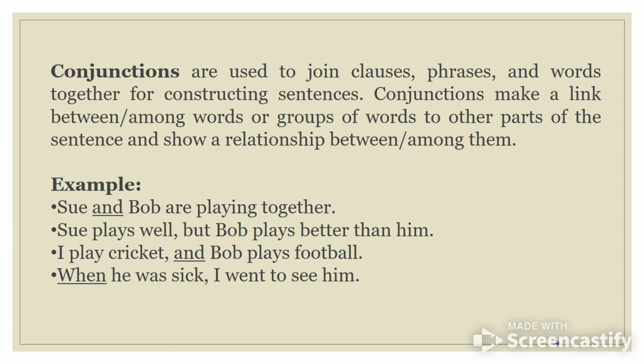For example, Sue and Bob are playing together. So the word that is underlined, which is and, is connecting the two proper nouns Sue and Bob together to make it a complete sentence. They're used as connectors. Sue plays well, but Bob plays better than him. Here the word but is a connector, a conjunction. I play cricket and Bob plays football is another example of how a conjunction is used in a sentence. When he was sick, I went to see him. Here, when is the word which is used as a connector, a linking word, or a conjunction.